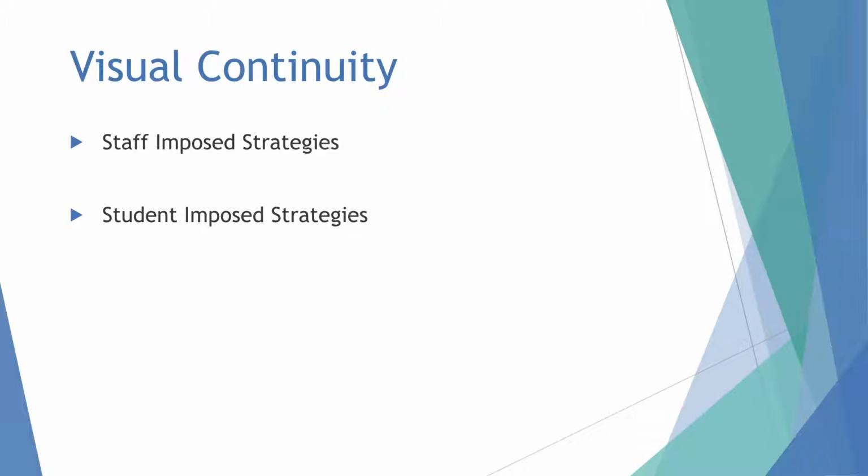And she had given these examples that we now both use in our training on helping people understand visual supports, because oftentimes when we look at these visual supports, there's a difference between a staff-imposed strategy and a student-imposed strategy. So usually the adult is the one coming up with the visual strategies, but you have to recognize that may or may not be what's actually helpful for the student.